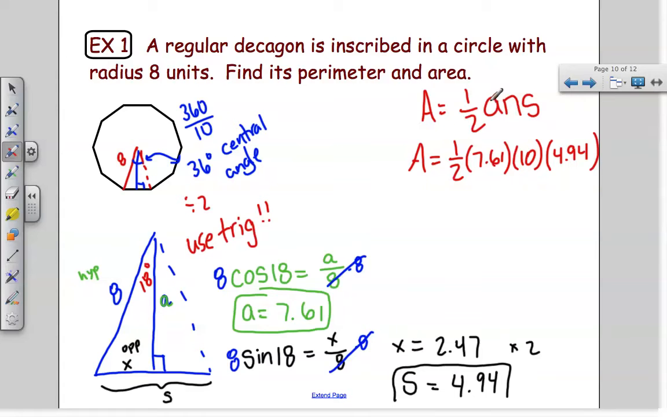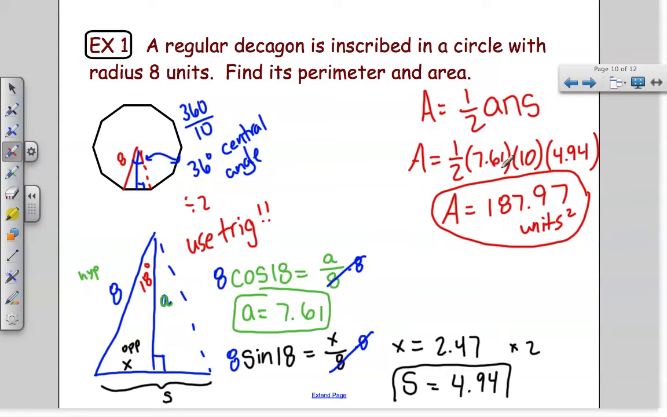Alright, what is the area? 0.5 times 7.61 times 10 times 4.94. The area of this regular polygon is 187.97, it looks like. No units? Yeah, it was just units. Now this is area, so units squared. There we go. So use trig there to figure those out.